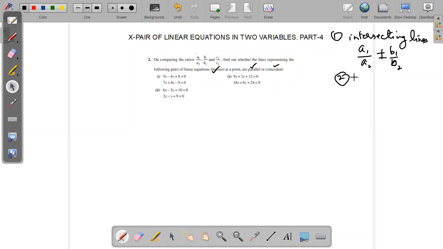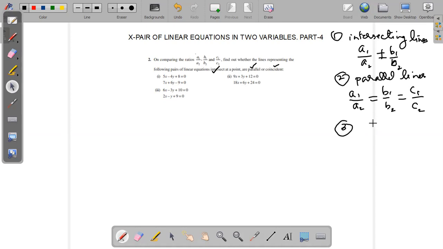Second condition, for parallel lines, that is no solution. Intersecting lines means unique solution. Parallel lines means A1 upon A2 is equal to B1 upon B2 is equal to C1 upon C2. Then these are parallel lines if this condition is followed.